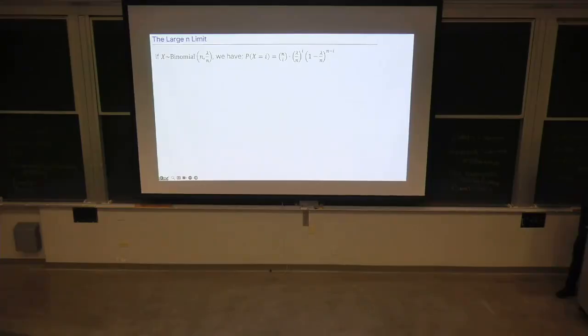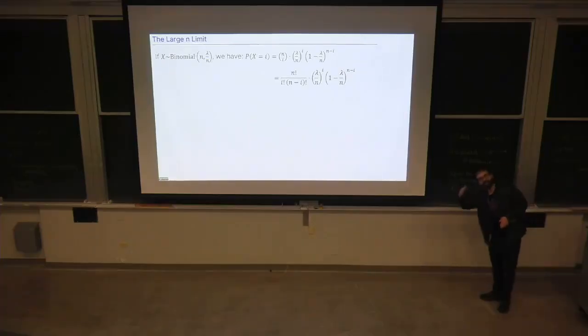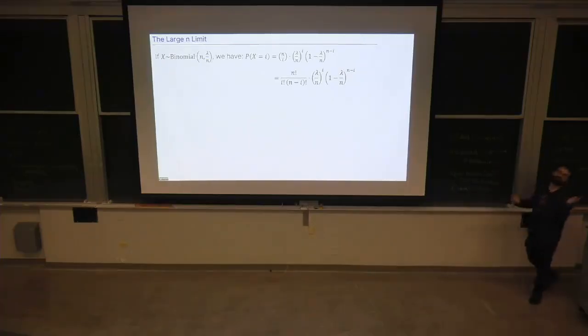And then the chance of that specific outcome is going to be the chance of heads to the i times the chance of tails to the n minus i. Okay, I'm going to expand out here first the choose function, right? That's all I've done here. I don't usually do that, but I'm going to do it because as I take the large n limit, I'm going to be able to cluster terms and make things disappear.